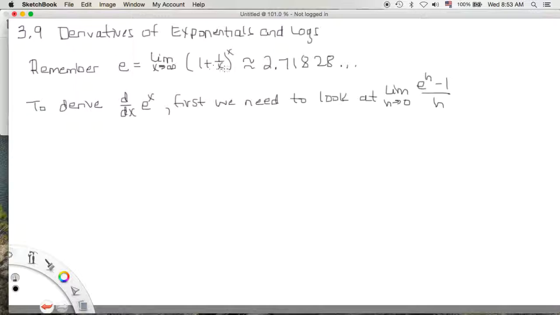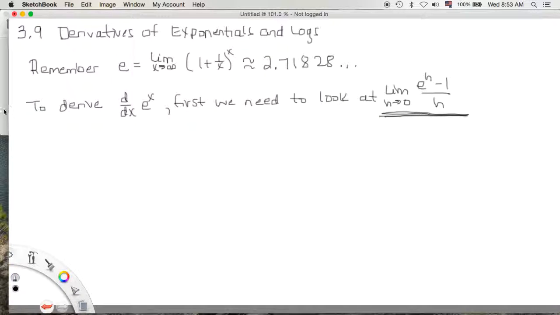Remember, this is the definition of the number e. It's the limit as x goes to infinity of this function, and it's approximately 2.7182. So we have this number e, and it's kind of our basic exponential function, because remember, an exponential function is a number raised to a variable power. So if we want to find the derivative of our basic exponential function, e to the x, first we're going to have to look at this limit here so that we'll be able to derive that.